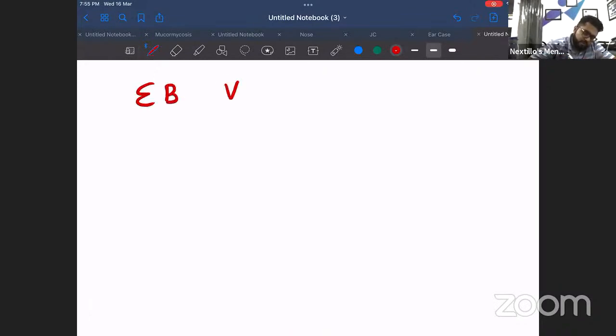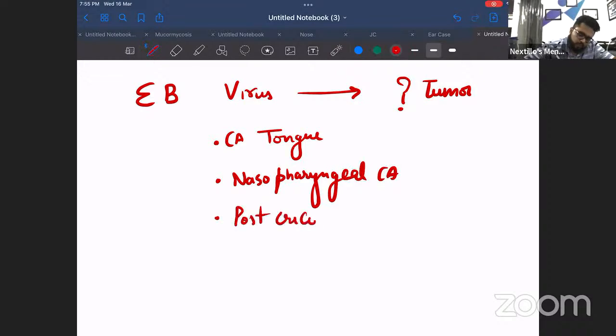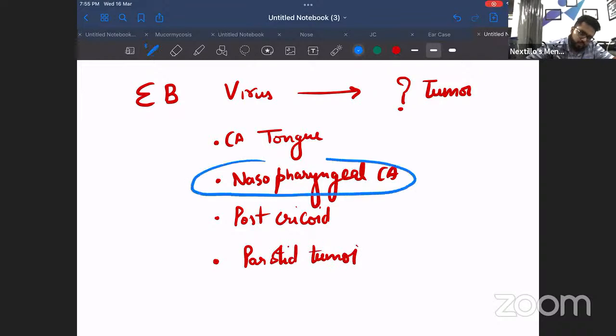Epstein-Barr virus. Epstein-Barr virus is related to which tumor? Your options are carcinoma tongue, nasopharyngeal carcinoma, then post-cricoid growth, then parotid tumor. Okay. The answer over here will be nasopharyngeal carcinoma.